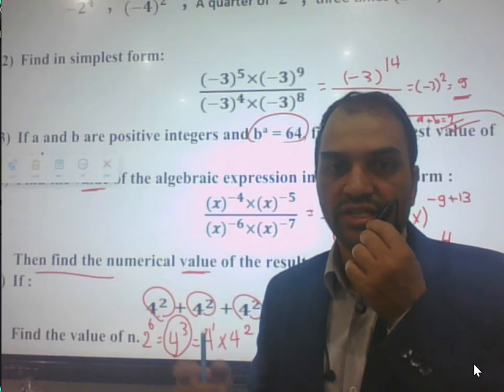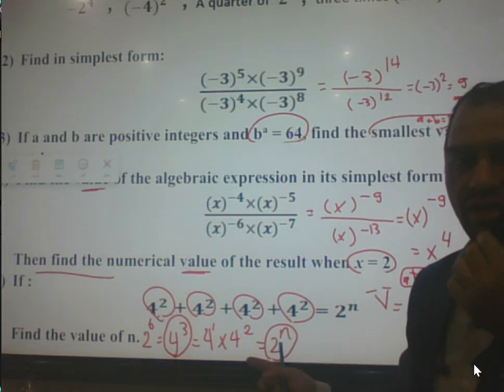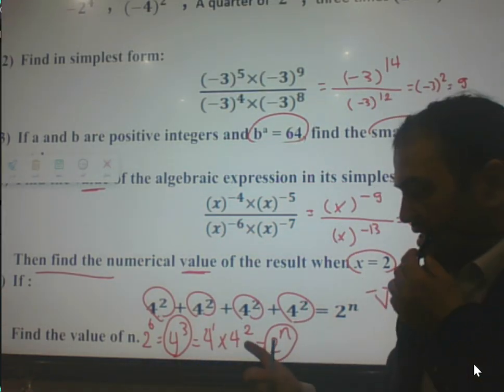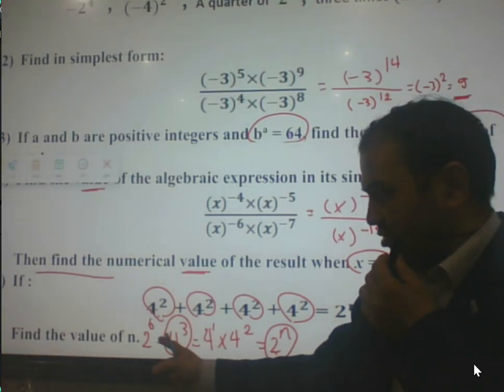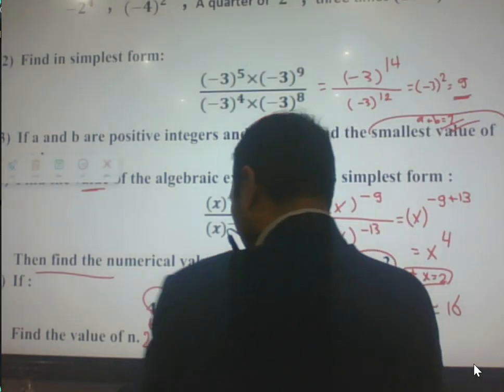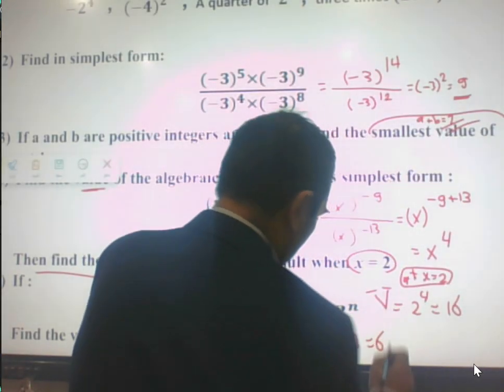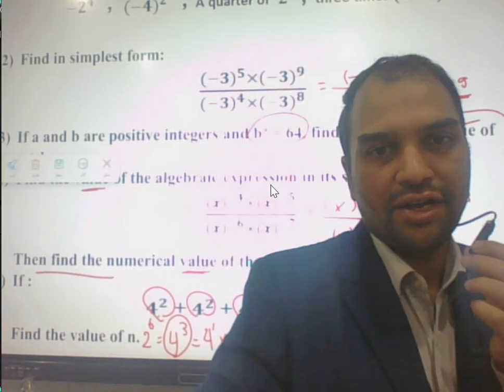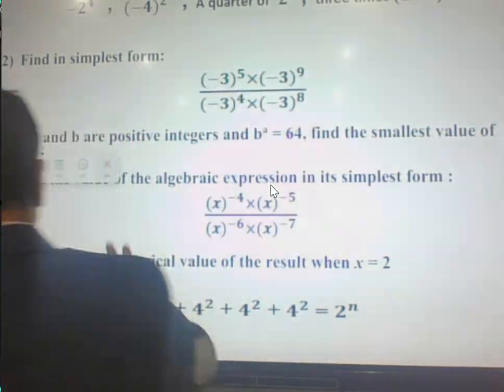Then we have 2 power 6 equivalent to 2 power n. We can compare between the similar bases. 2 equals 2. Then n equals 6. It means the value of n equals 6. Okay? Understood? Okay, listen to me here.